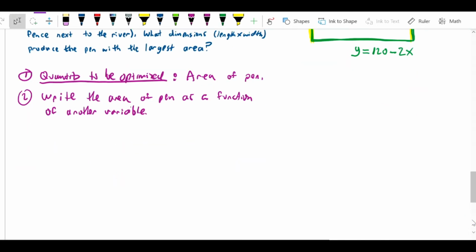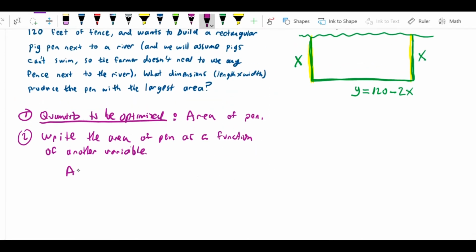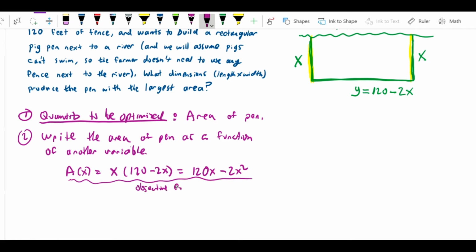So that means that we can write the area in the following way. We can write that the area as a function of x is just going to be x times 120 minus 2x. That equals 120x, not 12x, 120x minus 2x squared. So there's our objective function. I'm just going to write that this is the objective function. And that makes sense because that's what an objective function is.